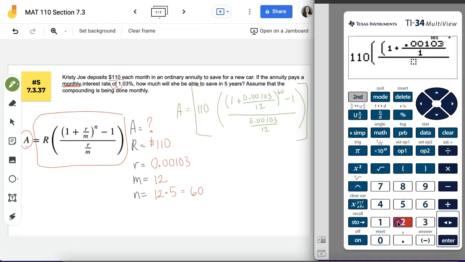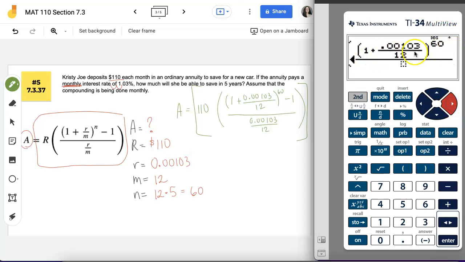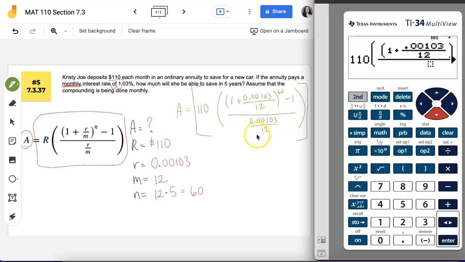Close that parentheses, and raise this to the 60th power. Move the arrow to get out of the exponent, and then subtract 1. And at that point, I have everything that I need in the numerator of this larger fraction. So let's move down to the denominator. In the denominator is another fraction. So press the fraction key, and we'll enter the numerator and the denominator.